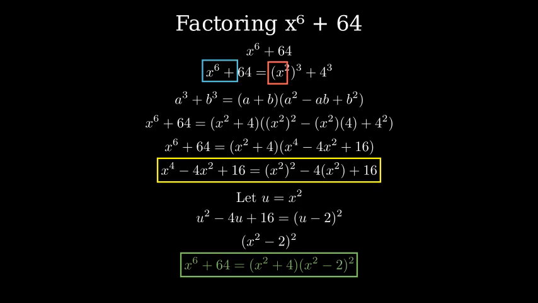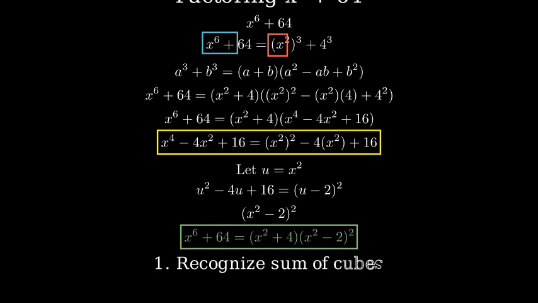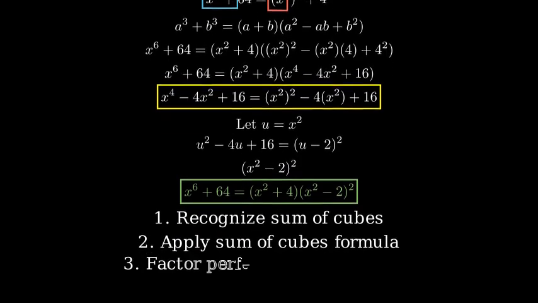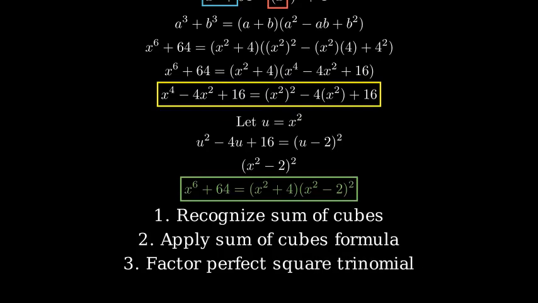Let's review the key steps. First, we recognize this as a sum of cubes. Then we applied the sum of cubes formula. Finally, we factored the second term as a perfect square trinomial in terms of x squared.